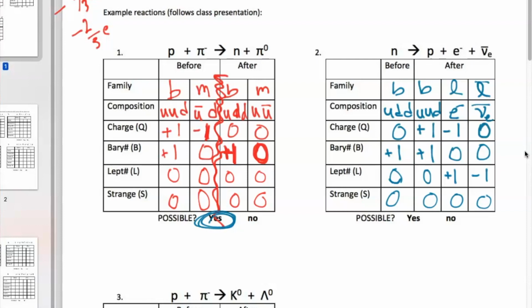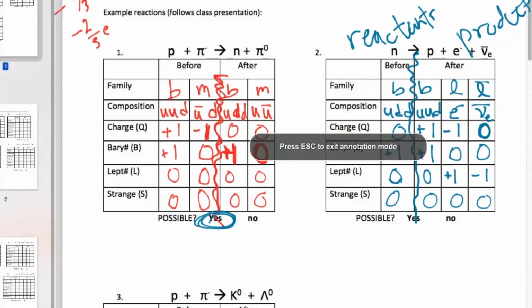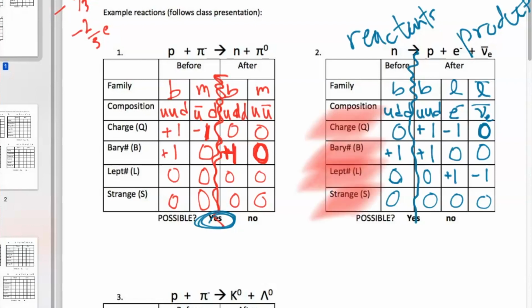Whew. Okay, so then we want to figure out, is this reaction possible? And so I'm going to draw a little squiggly line separating my reactants from my products. Just like nuclear reactions, just like chemical reactions, I've got reactants and products. And each of these four things, the charge, baryon number, lepton number, and strangeness, all need to be conserved. So I'm going to go through the list starting at the bottom, because strangeness has nothing, so it is in fact conserved.